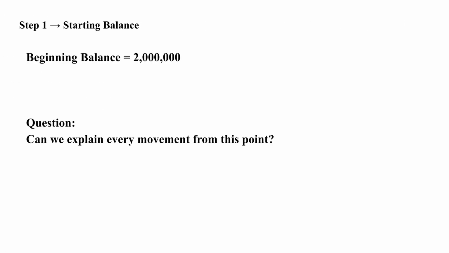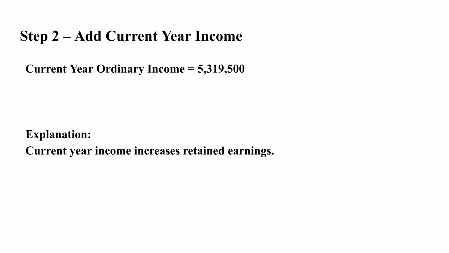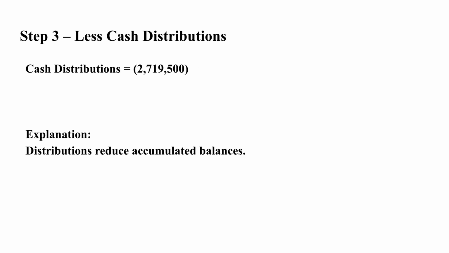We begin with our starting point, a beginning balance of 2 million. Can we explain every movement from here? Current year ordinary income increases retained earnings, so our balance grows as the business earns income. Next come distributions. Cash distributions reduce accumulated balances, so this amount moves the balance downward.